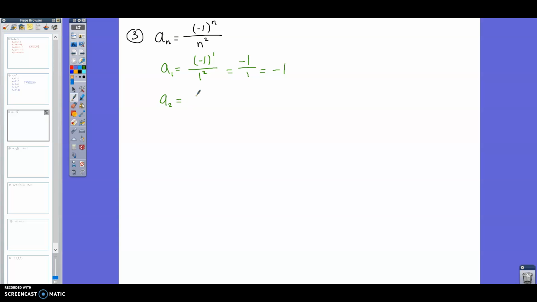We're going to do the same thing with 2. We're going to plug in a 2 anywhere there's an n. So negative 1 squared is 1. 2 squared is 4. So that one we don't have to do anything to, so it's good. To find the third term, we now plug in a 3. So negative 1 raised to the third is negative 1. 3 squared is 9.